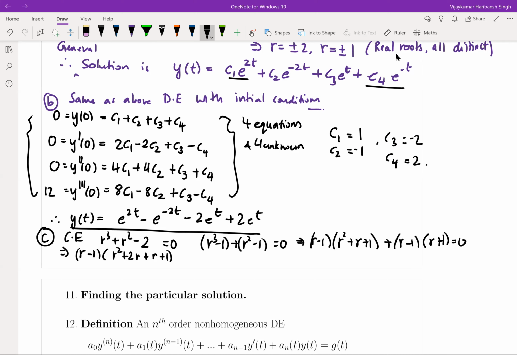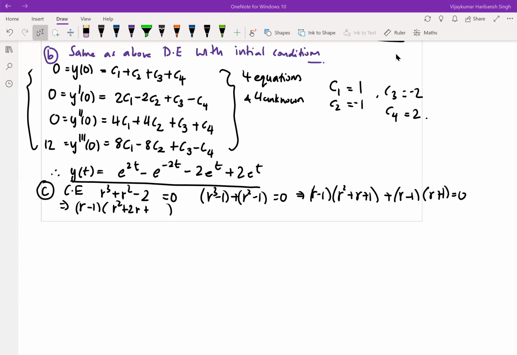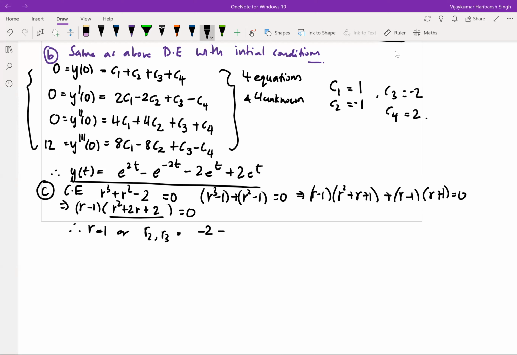And there's another r squared plus 2r plus 2 equals 0. So therefore r equals 1, or now this is going to be an irreducible. So let's use the quadratic formula. We get r2 and r3 are given by -2 plus or minus the square root of b squared minus 4ac. That is going to be plus or minus 2i divided by 2, which is going to be -1 plus or minus i. So one is r3, the other one is r4.